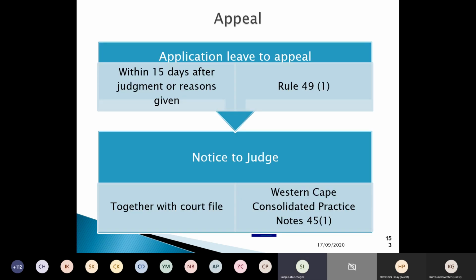Okay, so this is just a breakdown of the appeal. I'm going to go through this quite quickly. Please, when you do an appeal, make sure your time frames are correct. The appeal court is full of nonsense. If you think the high court is nonsense, the appeal court is three times worse. Make sure that you comply with your time limits.